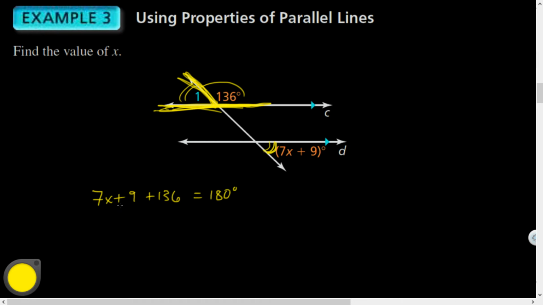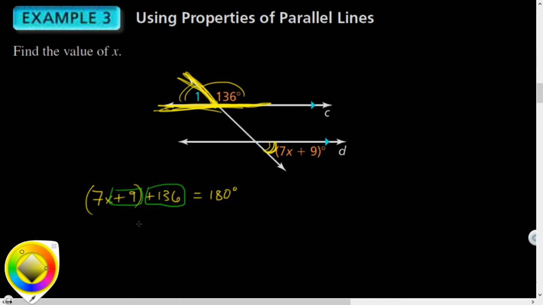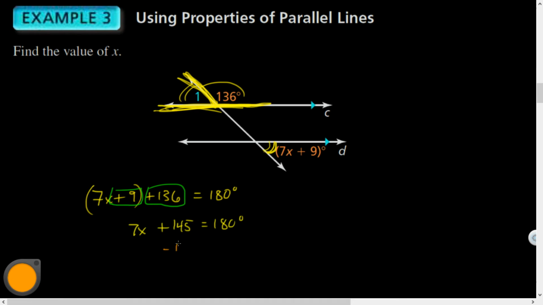Maybe there was a quicker way. Oh, you did the supplemental part first. Yeah, you could have. So let's solve this. Plus 9 and plus 136. That sounds like math. 7x plus 145. Oh, I love it when they happen to conveniently give us nice angles. Subtract 145 from both sides.